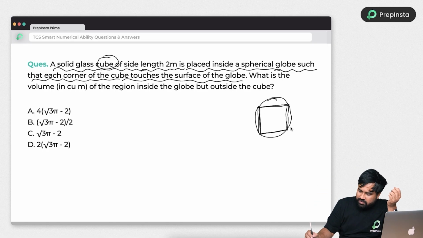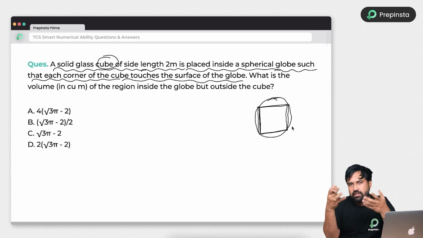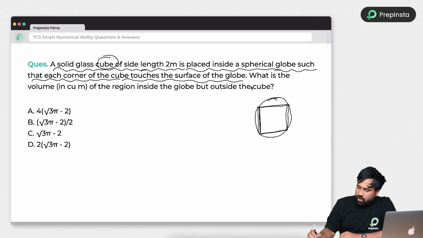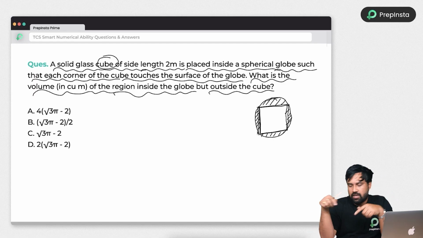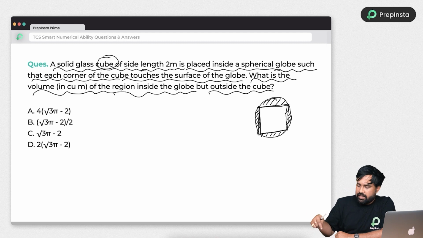So usually they will give 2-dimensional, now they have given 3-dimensional. Still think like this, the problem will be solved. What is the volume of the region inside the globe and outside the cube? So inside the globe and outside the cube means you have to find this lined area where I have given the diagram. So all shaded area, right?